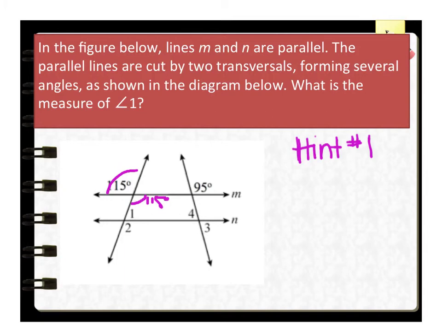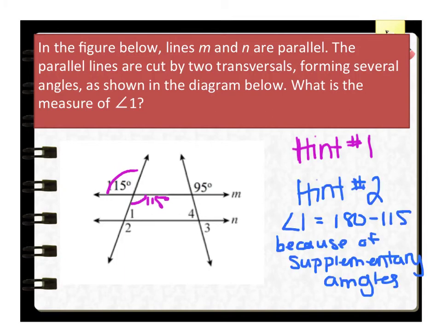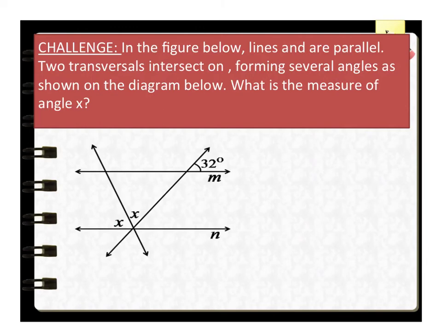Ready, pause. Alright, hint number 2 is that angle 1 is actually equal to 180 minus 115 because of supplementary angles. Pause the video, write down the answer to angle 1, and then I'd like you to take on the challenge and try and find the measure of angles 2, 3, and 4. Pause the video. Alright, here's your bonus challenge problem. Try and find the degree of angle X.